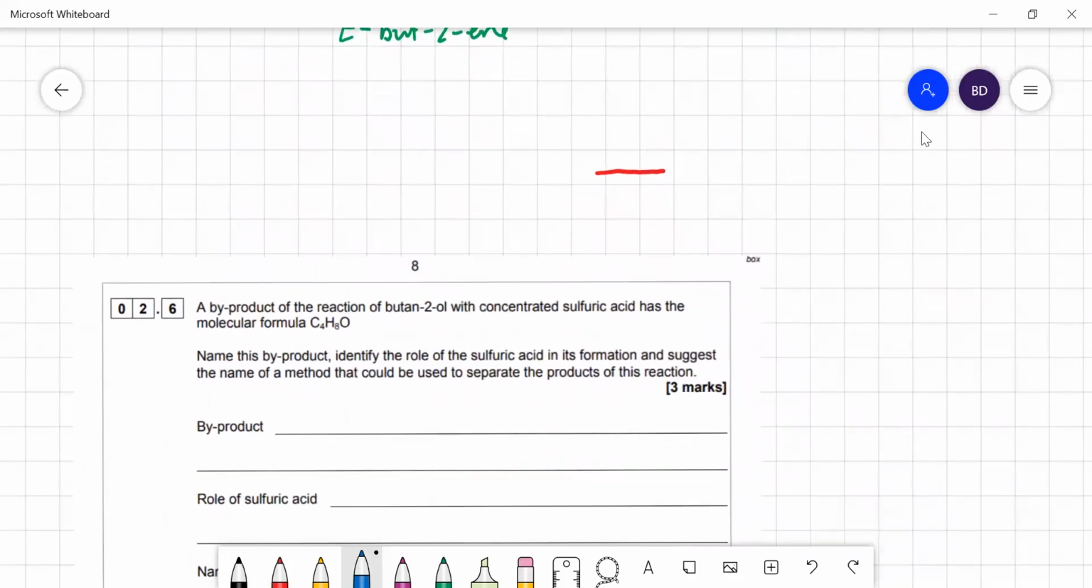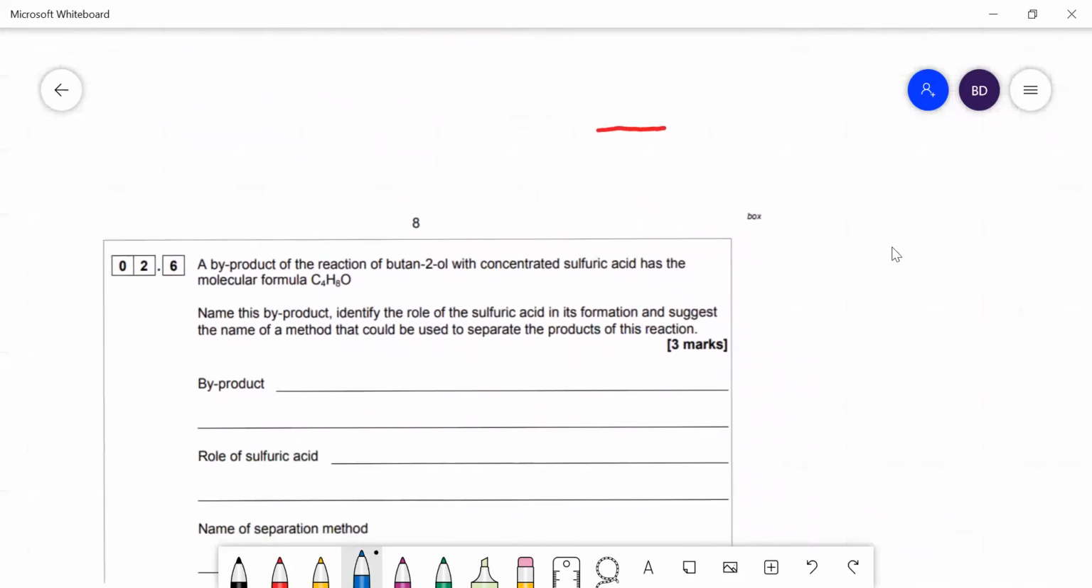Now, a byproduct for the reaction of butanol with concentrated sulfuric acid has a molecular formula C4H8O. Name this byproduct and identify the result. So let's see what's happened there. Well, we've got butanol, which is C4H9OH, and that has somehow gone to C4H8O. Now you can see from that you've lost 2 hydrogens, so that has been oxidized, and you've actually oxidized the alcohol group to, well, it's a secondary alcohol, so it's going to go to a ketone, so it's going to be that butanone.